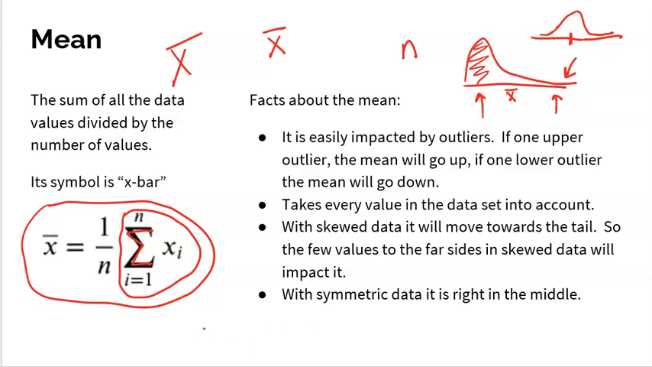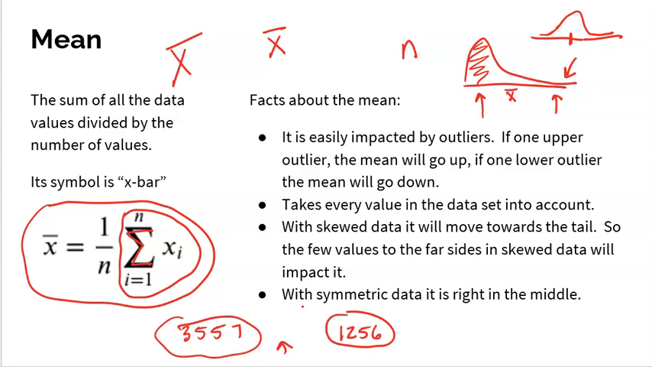If you don't believe me, just do something like this. If you find the mean of 3, 5, 5, and 7, just trust me, the mean of this data is 5. But if I were to add a sixth value, like 1,256, now all of a sudden, the mean is going to jump way up, and it's not going to be anywhere near these values, nor even near this value. It's going to move to the right because of that one really, really big outlier.